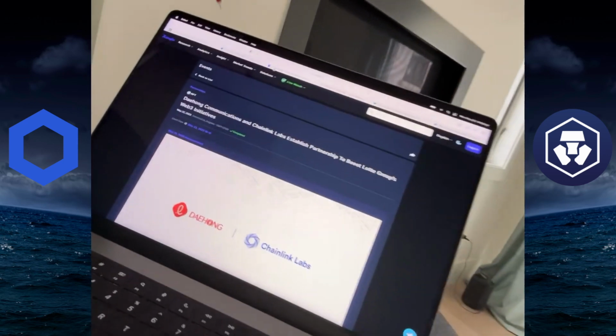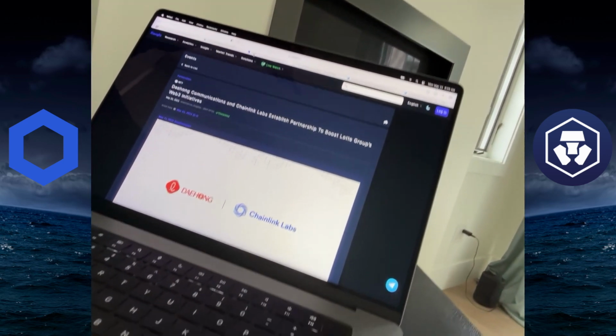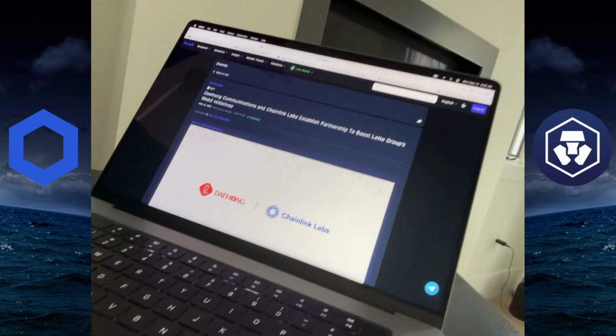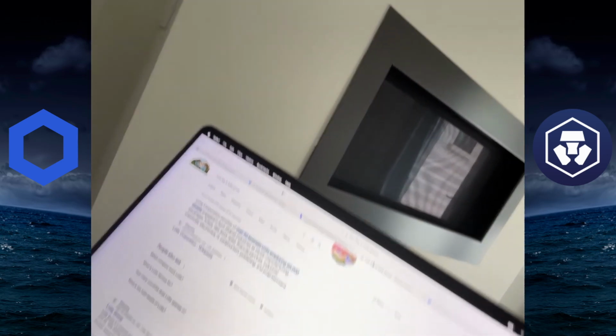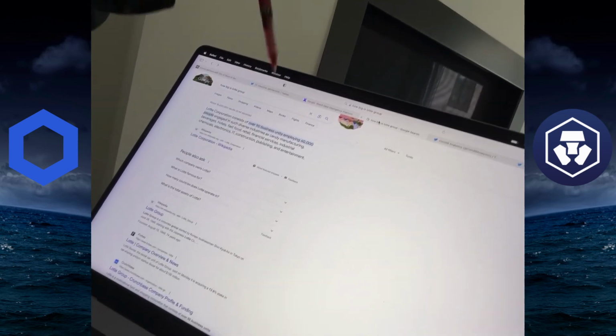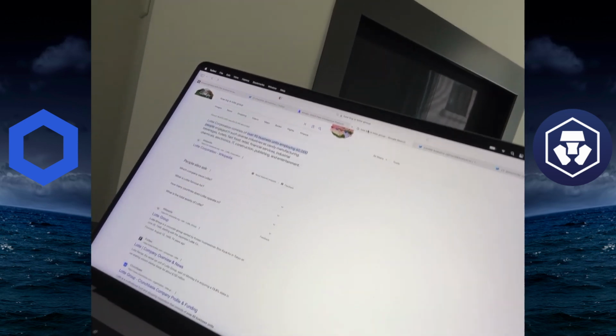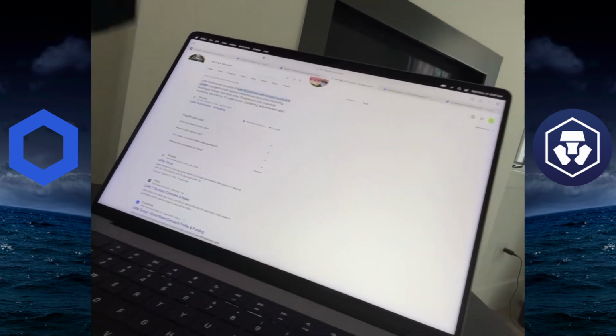Here is what one of these partnerships looks like. Daehong Communications and Chainlink Labs established partnership to boost Lotte Group's Web3 initiatives. Now, what is Lotte Group? Lotte Group is a corporation consisting of over 90 business units employing 60,000 people, a massive company.